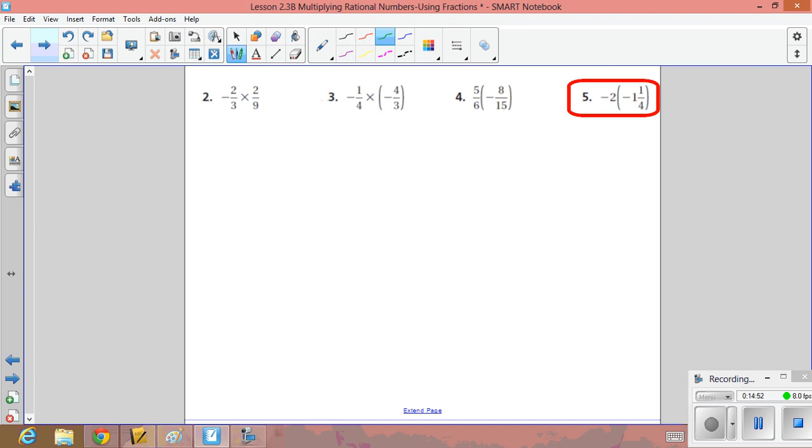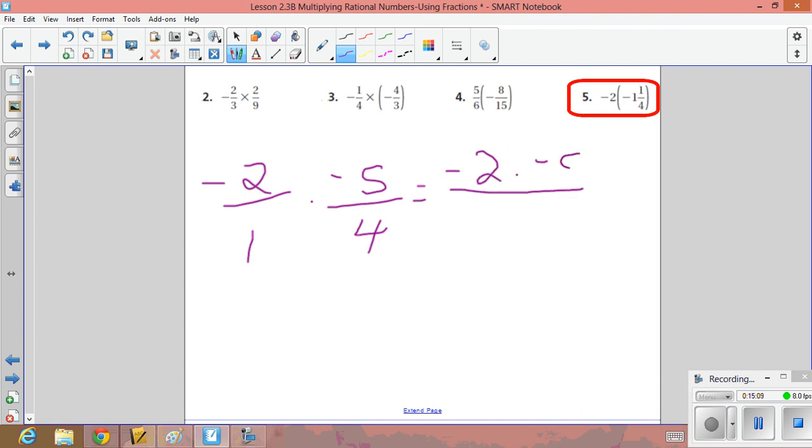Okay, next page. In our last example, we have a negative integer times a mixed number. So let's make the mixed number improper. So we get negative 2 over 1 times 4 times 1 is 4, plus 1 is 5. So I get negative 5 over 4. Rewrite this as one fraction. Negative 2 times negative 5 over 1 times 4. We get a solution of 10 over 4.